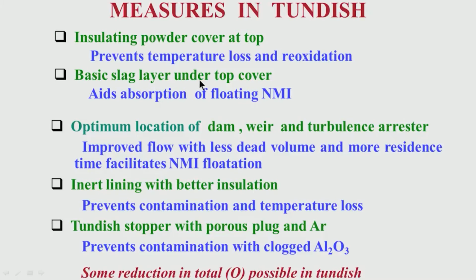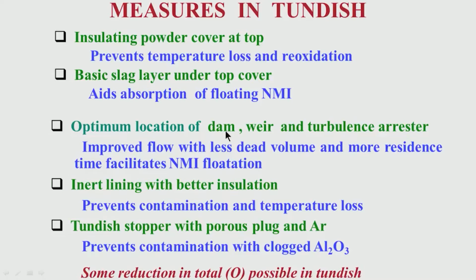So on top of the liquid steel there is a basic slag, on top of that there is insulating powder like rice husk, but there should be less amount of carbon in the rice husk, because rice husk should be burned so that carbon goes out, otherwise there is a possibility of carbon pickup. So we have to be careful about that.